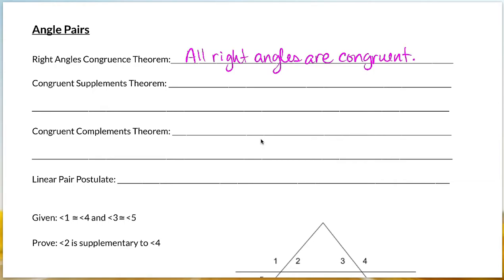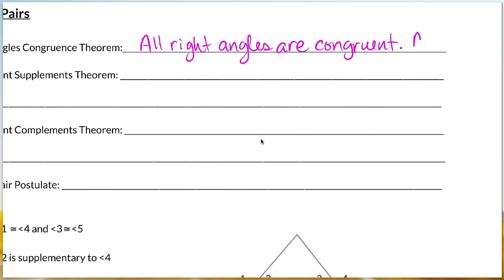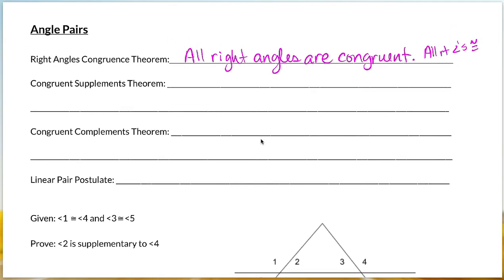Sometimes I will abbreviate this in a proof. If I am using it for a proof, I'll put all right angles, and then the congruent symbol like that, just to abbreviate it if you don't want to write it all out. You can also call it the right angles congruence theorem if you want to put the title of it.